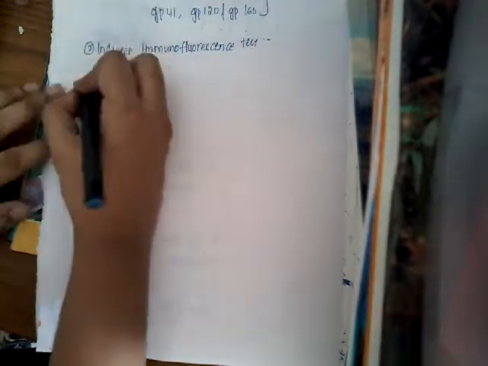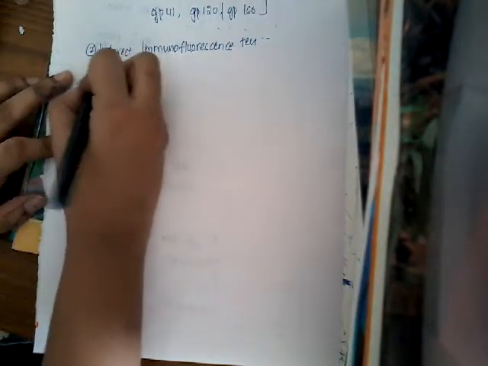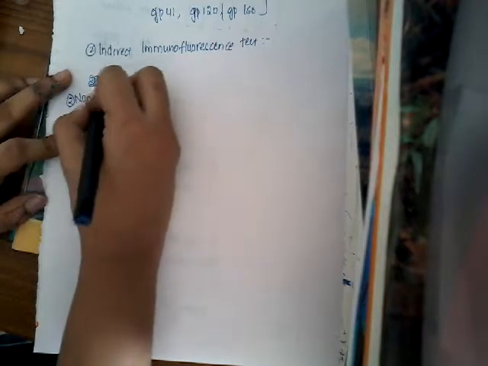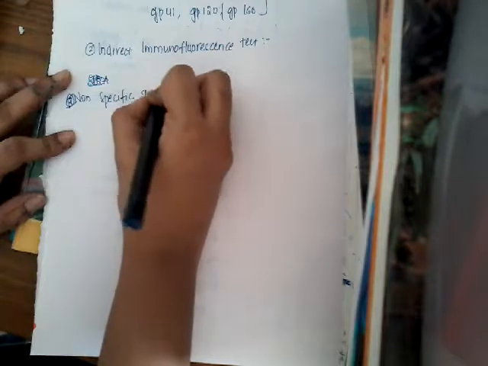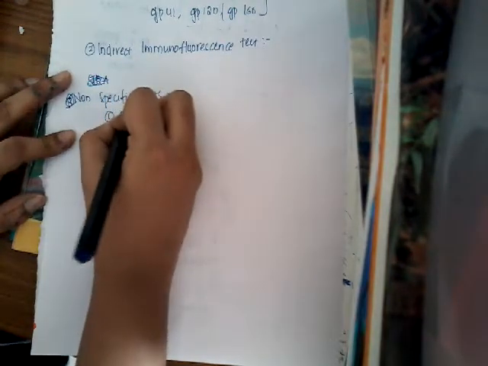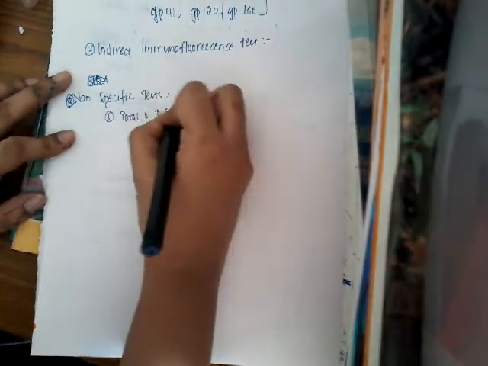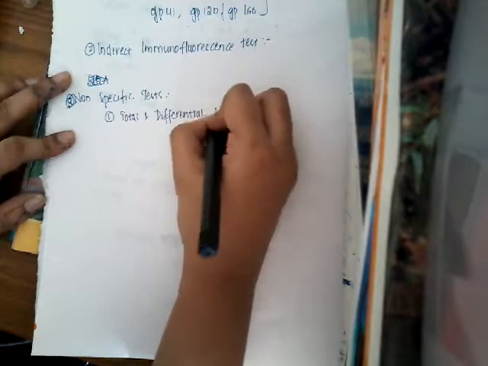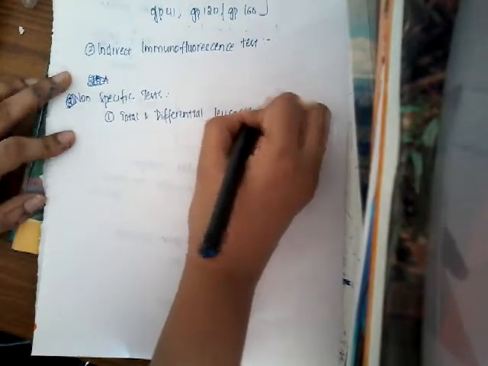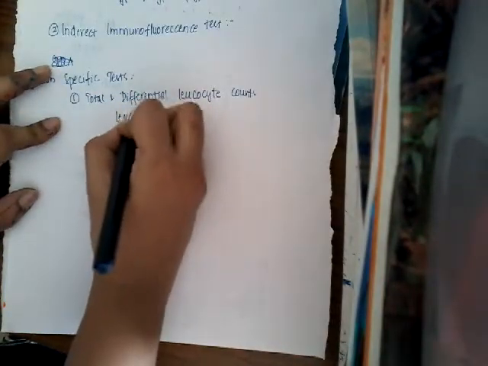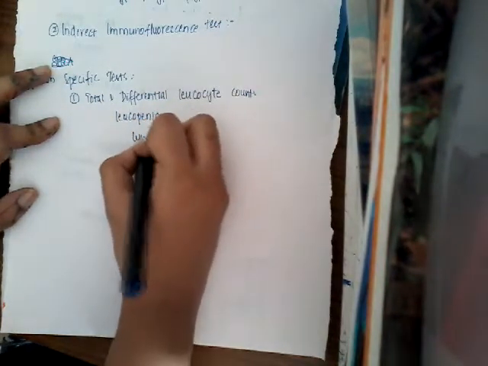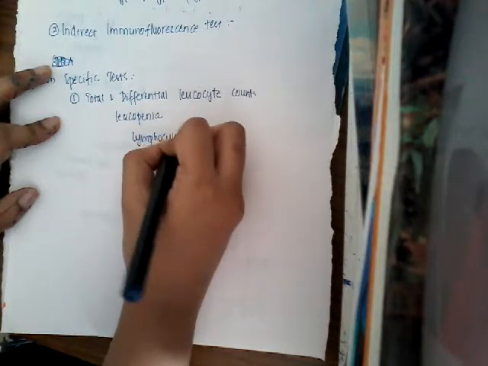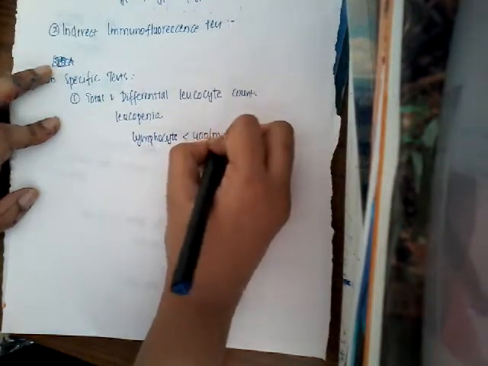Now, what is the strategy? Let us learn about the non-specific tests also. In non-specific tests, the first test is the total and differential leukocyte count. In this, you will see leukopenia. There will be leukopenia in AIDS, where the lymphocytes will be less than 400 per millimeter cube.